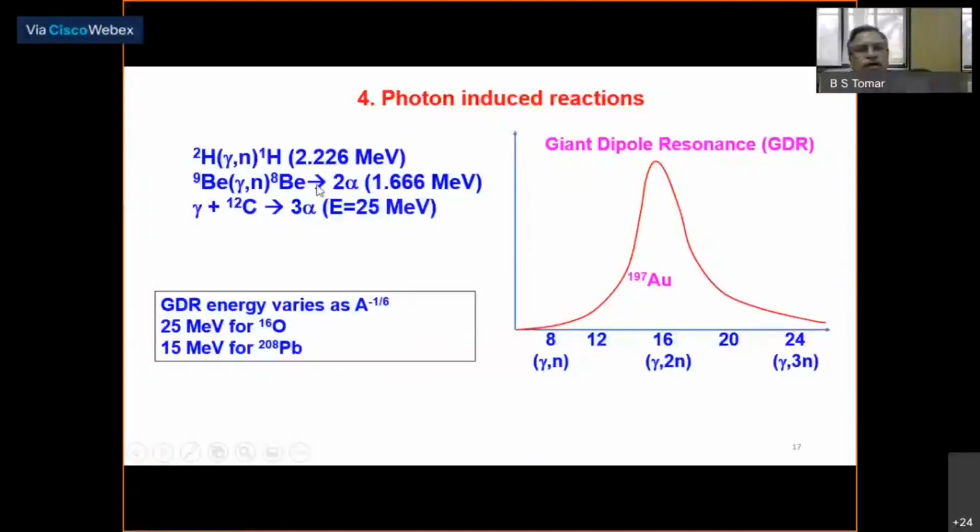And a 1.666 MeV gamma ray can break beryllium-9 into a neutron and beryllium-8. And beryllium-8 is unstable, so it splits into 2 alpha particles. In fact, if you go to high energy gamma rays, you can even split carbon-12 into 3 alpha particles. So at 20 MeV excitation, carbon-12 can be split into 3 alpha particles. In fact, that is what gave rise to what is called the alpha cluster models. Carbon-12, oxygen-16, neon-20, they are all clusters of alpha. There is a model of the nucleus based on that.